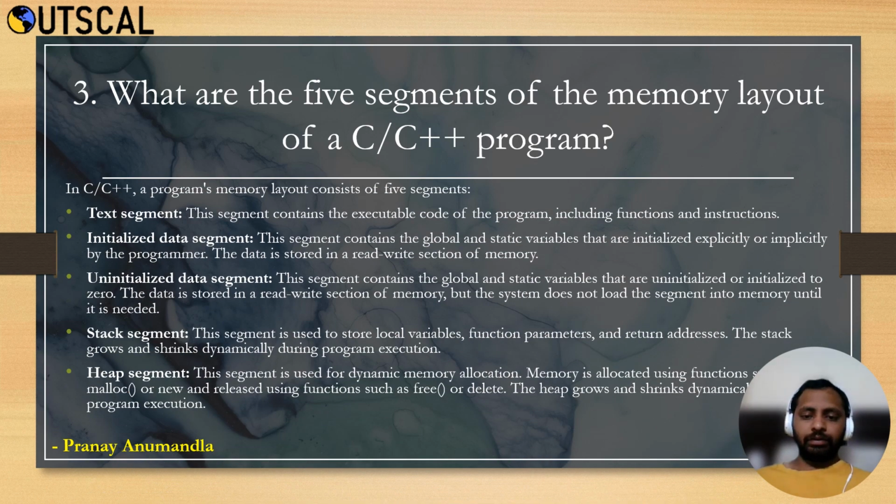The dynamic segment is nothing but the heap. The stack and heap will grow and shrink dynamically during program execution, and heap memory will be allocated with new or malloc, and it will be freed with the delete keyword or the free function. New is a keyword, malloc is a function, free is a function, and delete is a keyword. I think that is clear on all five segments.